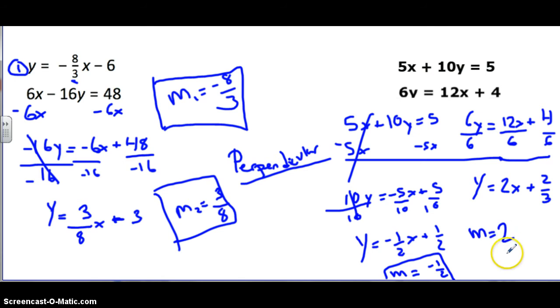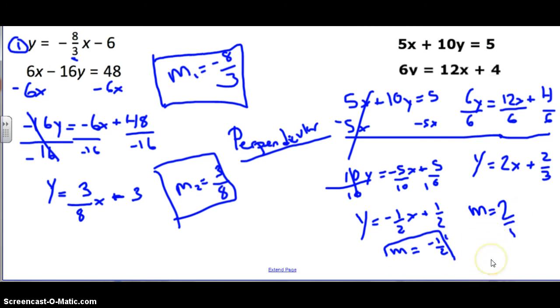Are these reciprocals? This is -1/2. This is 2. Well, they are opposite signs: one's positive, one's negative. But are they flipped over? Like I said before, you can just drop a 1 into that. So 1/2, 2/1. Yup, these are negative reciprocals of each other. So I can say that these are perpendicular, and I'm just going to stop right there.